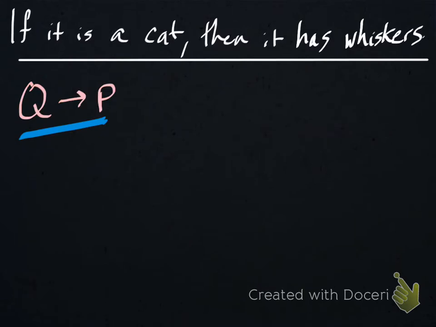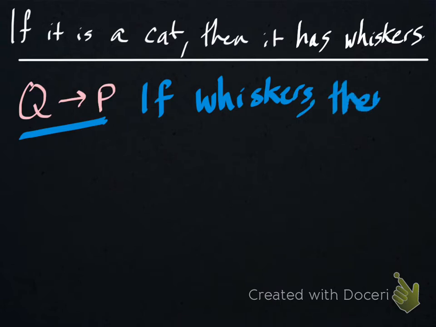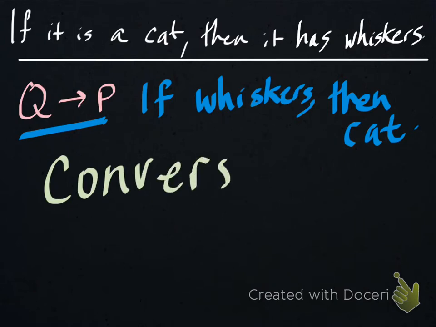So this statement would read, and I'll have to abbreviate because my writing is not so good on this tablet, if it has whiskers, then it is a cat. Again, I'm just leaving out some words for space's sake. That's what Q implies P is conveying. The two parts of the statement have been switched around, and for that reason, when you take the original and reverse it, we call this the converse.